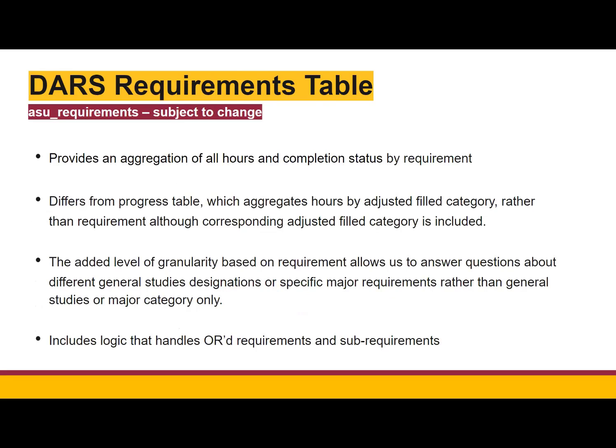Okay, the requirements table, again, provides an aggregation of the hours, but by requirement. So it differs from the progress table in that the progress is by field category. This is by requirement. So the added level of granularity allows us to look at requirements such as those general study different areas or designations, whereas in the progress view, you're going to look at general studies as a whole or major as a whole. This is going to break it down by the individual requirement. It does include logic for ORDs, requirements, and sub-requirements.